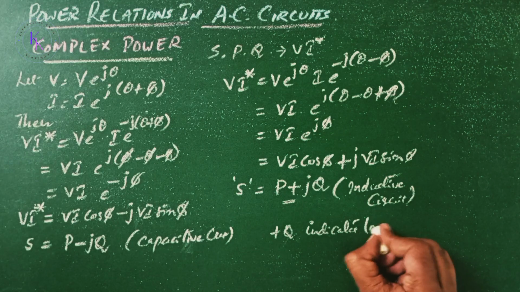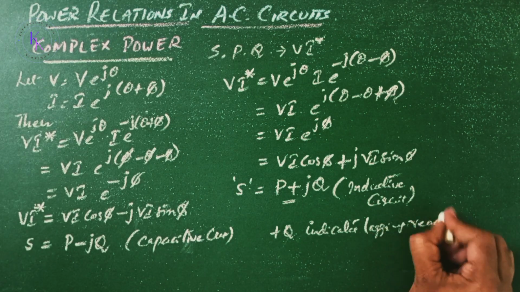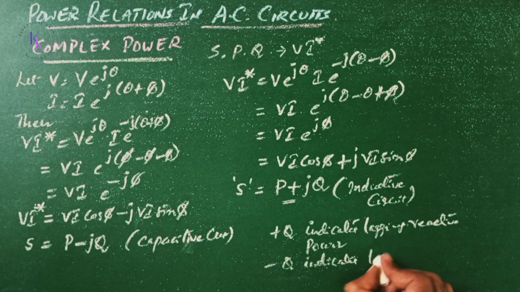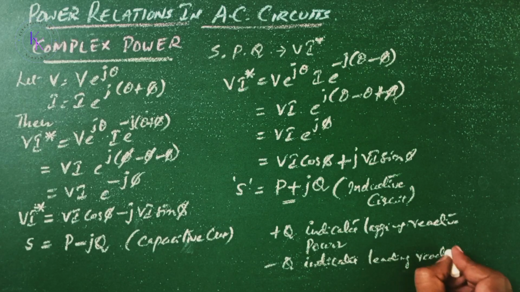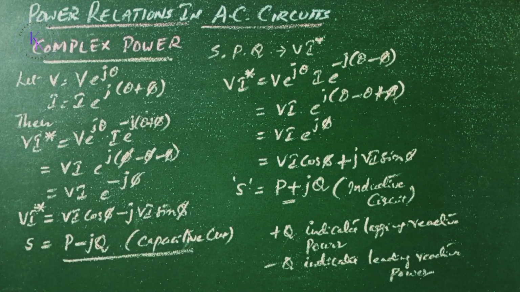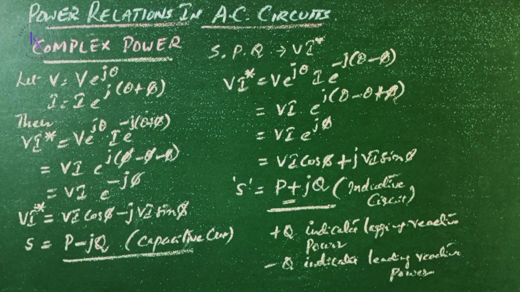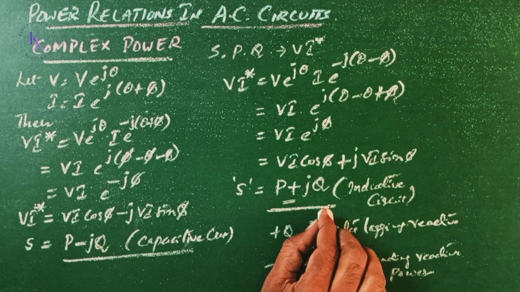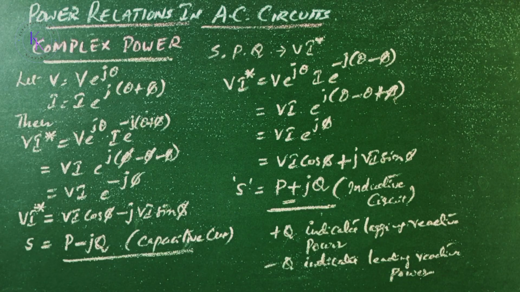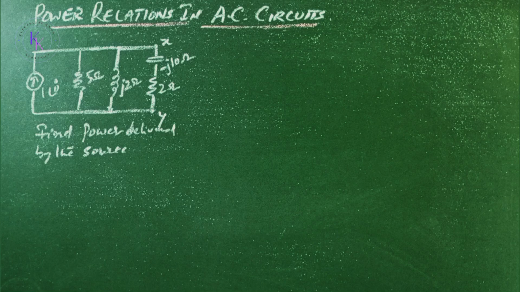Positive indicates lagging reactive power and negative indicates leading reactive power. For a capacitive circuit, reactive power is negative. For an inductive circuit, reactive power is positive. Here, the reactive power is useful to store the energy. Here, the reactive power is going to develop the flux. Let us solve one problem.